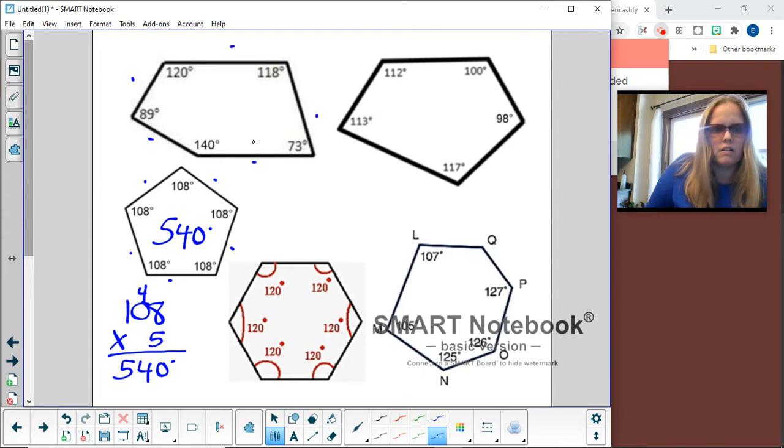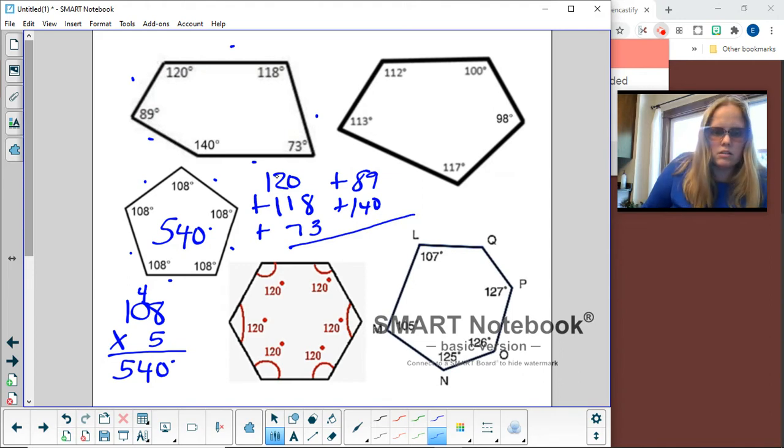These ones don't have all the same angles, so I gotta write them all down. 120, 118, 73, 89, 140. So if I add all that together, doing my calculator in my head, what do you know? 540 again.